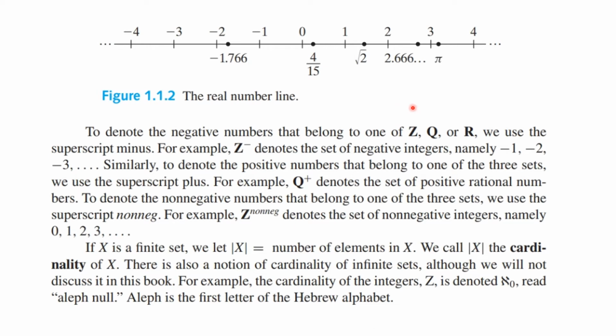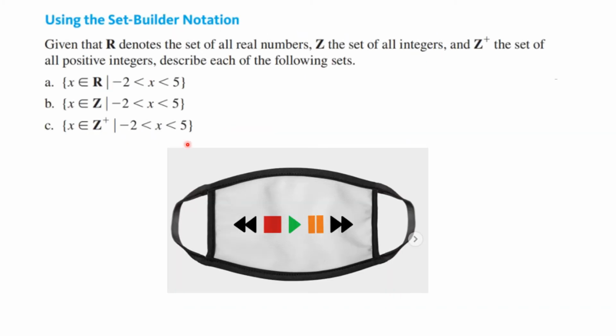Real numbers can be written on the real number line, and sometimes we use notation of Z with a minus as an exponent to be the negative integers, Q with a plus to be the positive rational numbers, and this non-negative to be the non-negative numbers. If a set is finite, the absolute value of x, or 2 bars on x, in set theory, equals the number of elements in x. This is called the cardinality of x, and there's also cardinality of infinite numbers, but those are beyond the scope of what we study here.